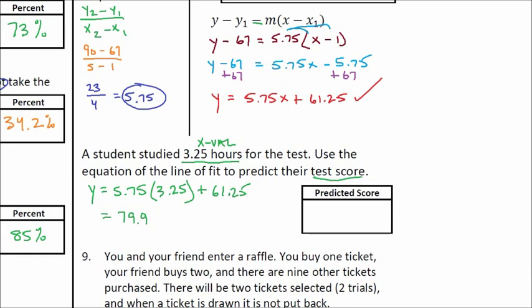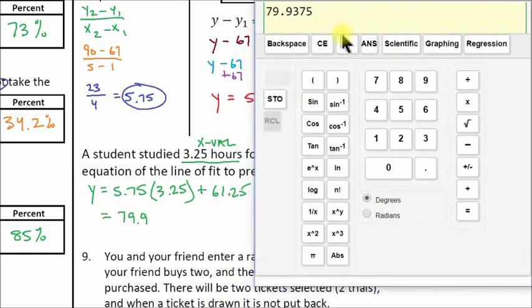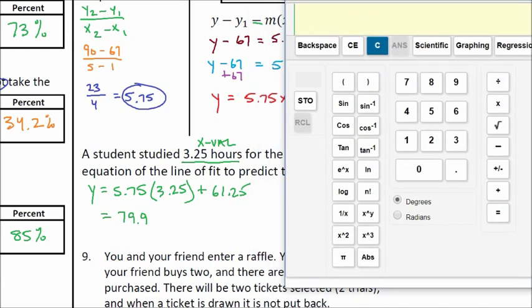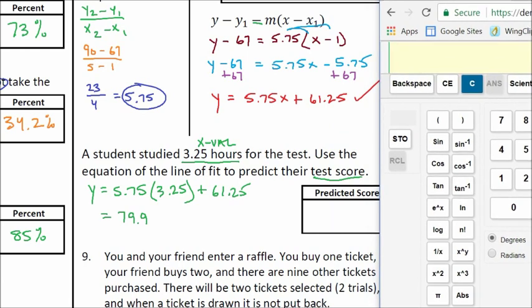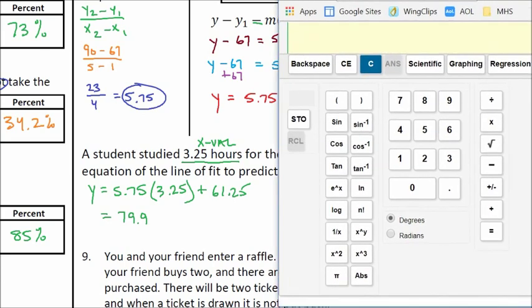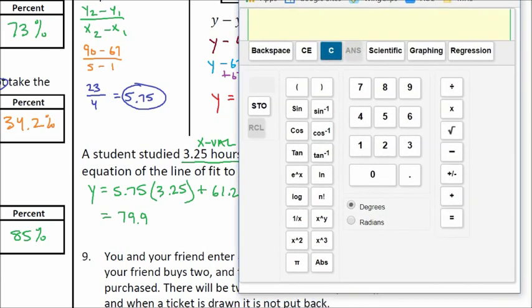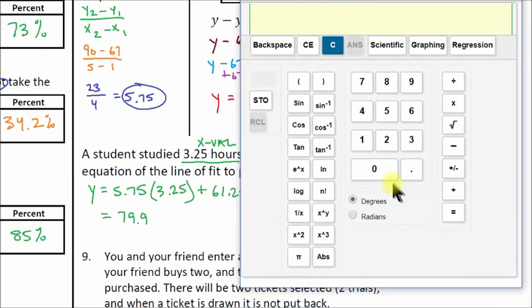I'm going to check that because my number in my answer sheet is different than that, class. Let me just try one more time. Let's make sure we wrote all the numbers correct. 5.75 is our slope. 61.25 is our negative 5.75 plus 67. That looks correct. All right, let's try it one more time just to make sure.